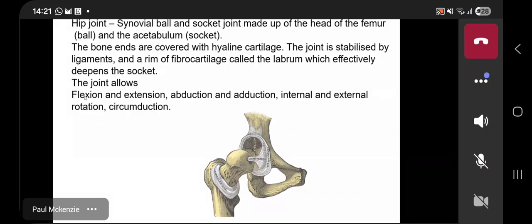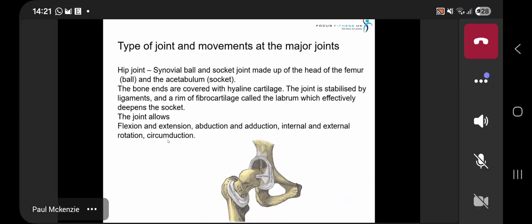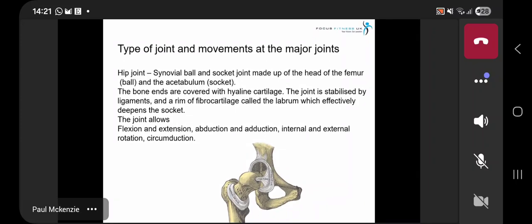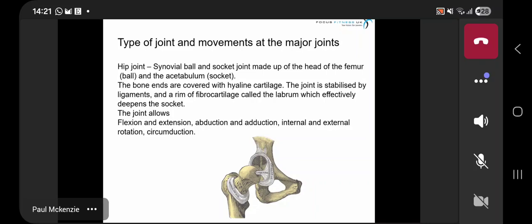So we've got listed here 1, 2, 3, 4, 5, 6, 7, 8 movements. Sorry, there are 7 movements because we've got internal and external. So what's been missed is also horizontal flexion and horizontal extension. So there's actually 9 movements rather than these 7.